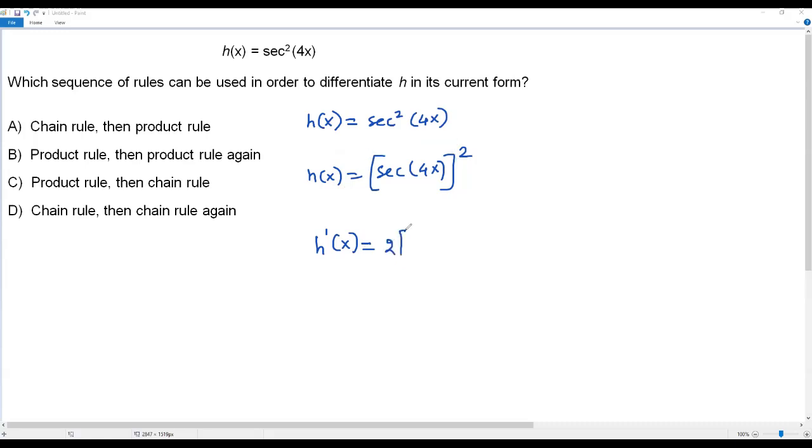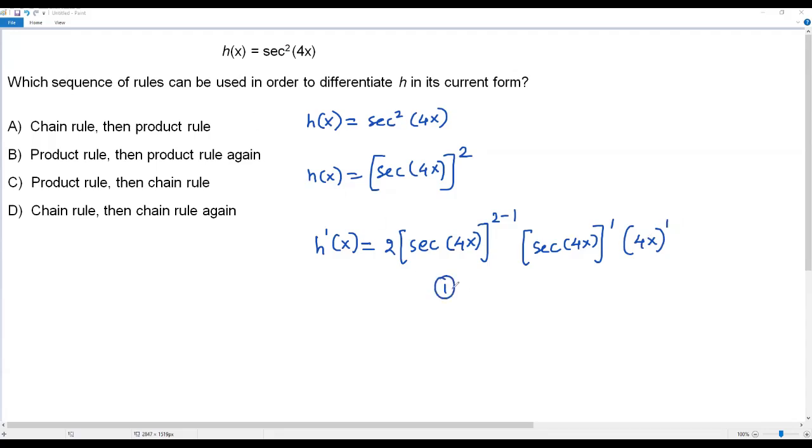Okay, let me do it. 2 times secant of 4x whole to the power of 2 minus 1. So I used the power rule to get the derivative for this exponent 2. Now, by chain rule, I have to get the derivative for the base secant of 4x. Let me write over here, secant of 4x prime. That is, I got the derivative for the base secant of 4x. Again, by chain rule, I have to get the derivative for this 4x. Let me write it over here. That is 4x prime. Okay, so here I have done 3 steps.